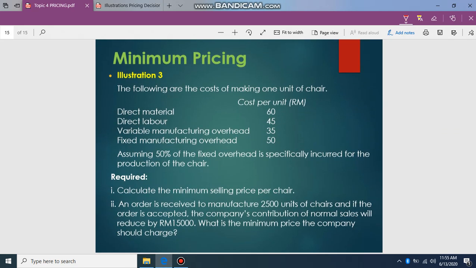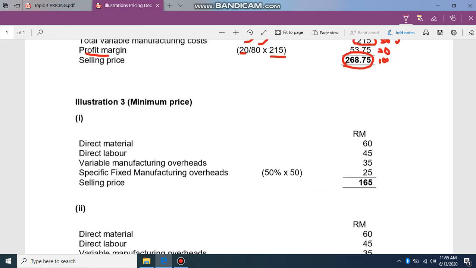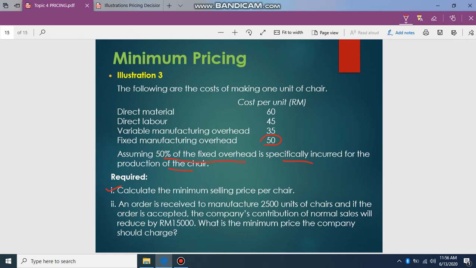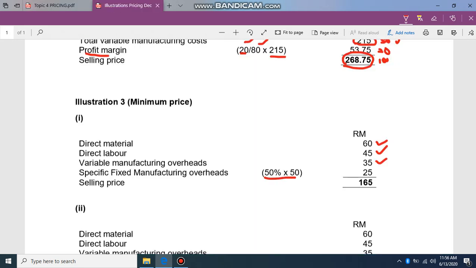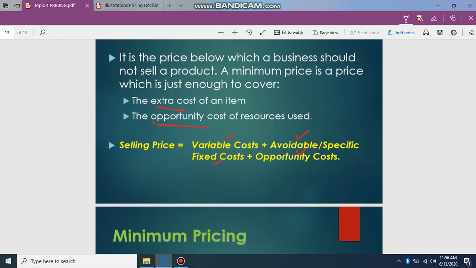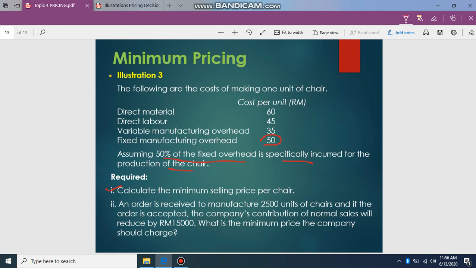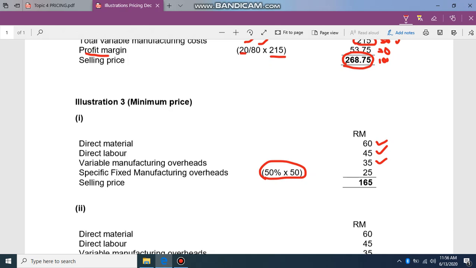This is the illustration. We have all the costs here. We assume that of the fixed cost of 50 ringgit, 50% is specific to the production of chairs. Required: calculate the minimum price, situation 1. How to set the selling price? We have variable cost: direct material, direct labor, variable manufacturing overhead, and we add the avoidable or specific fixed cost. What is the specific fixed cost? It is 50% of the 50 ringgit fixed cost, which is specifically for chairs. So this is the minimum price for situation number 1.